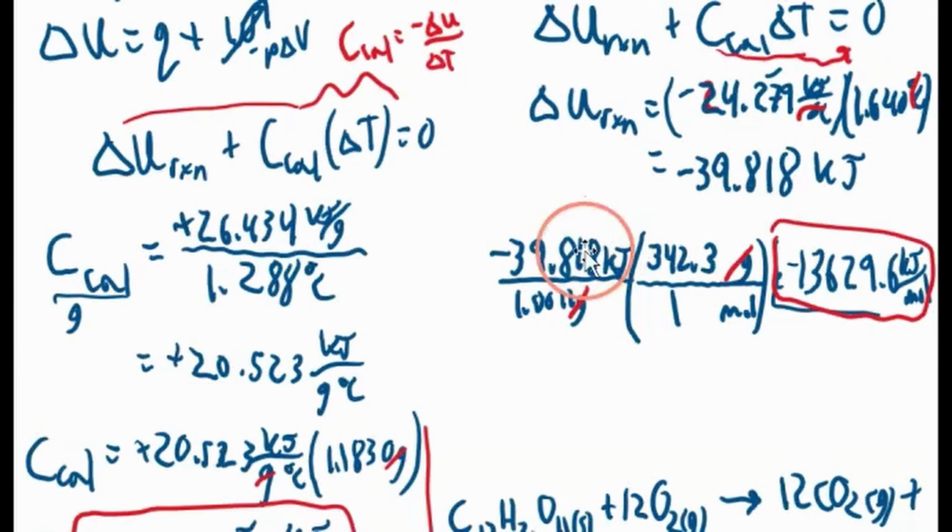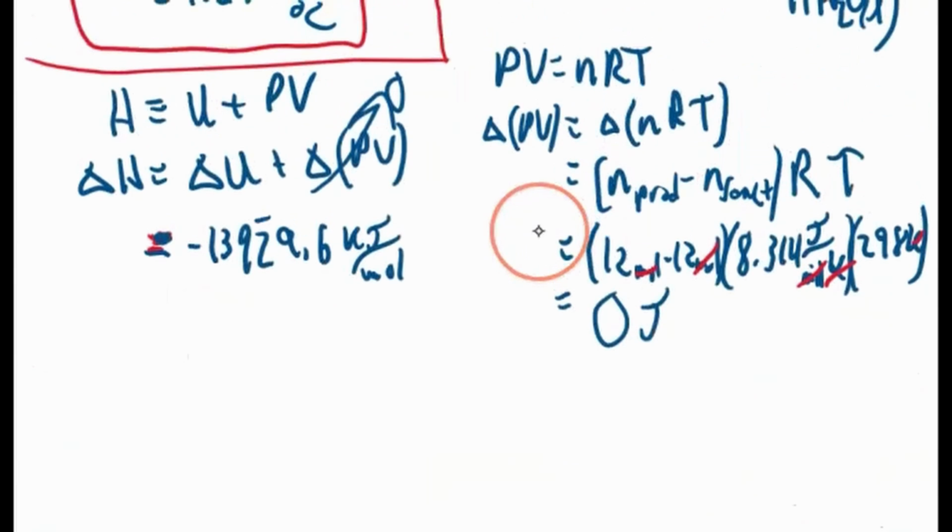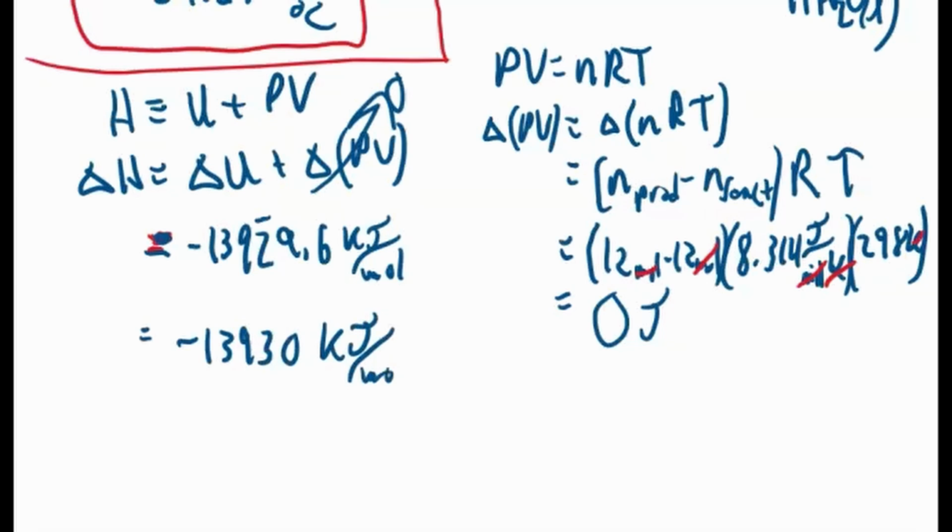I should have carried this throughout. This would have made life a little bit easier. That's 4 there, and then it's 1, 2, 3, 4. So we have 4 sig figs. Okay, 4 significant figures. So our final answer is negative 13930 kilojoules per mole.